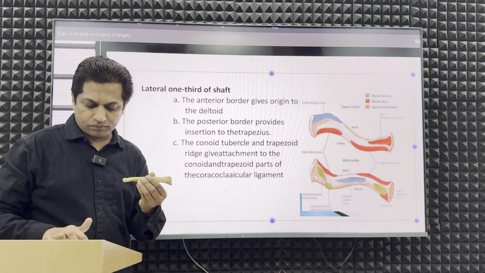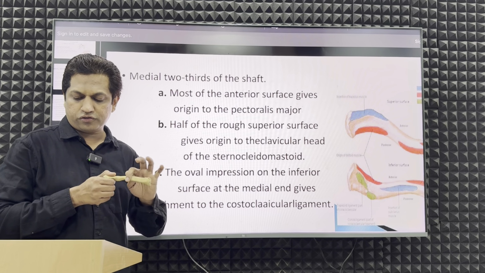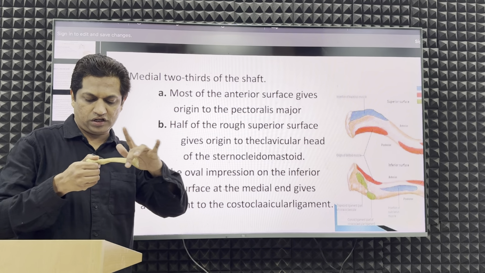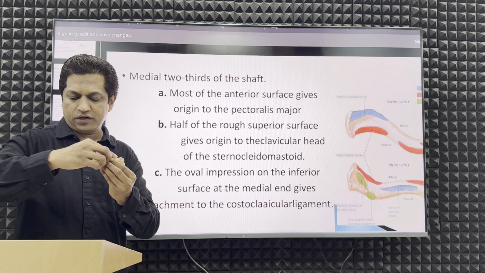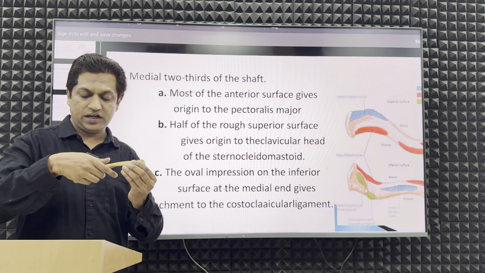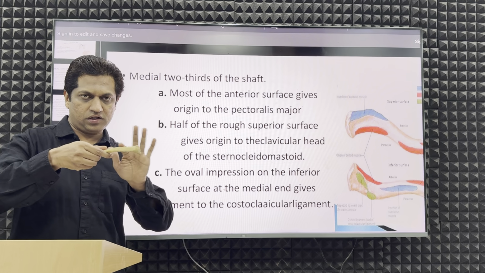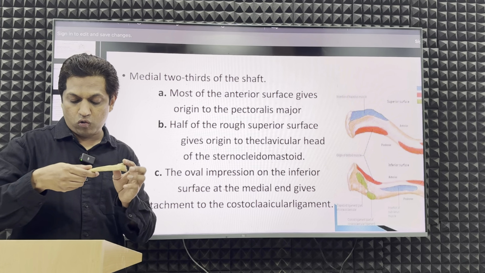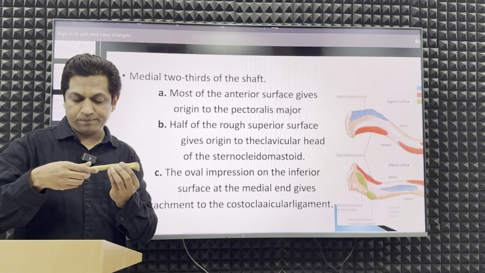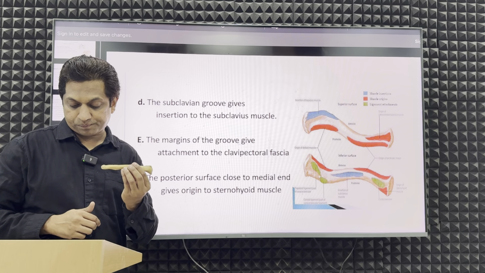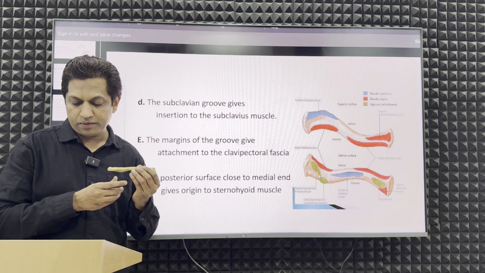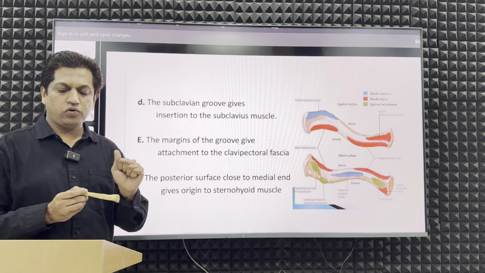Then coming to the medial 2/3. Most of the anterior surface gives origin to the pectoralis major muscle, and half of the superior surface gives origin to the clavicular head of the sternocleidomastoid muscle. So, on the medial side, pectoralis major, then sternocleidomastoid, and the oval impression on the inferior surface gives attachment to the costoclavicular ligament. The subclavian groove gives insertion to the subclavius muscle. So, remember 5 important muscles, and how to remember this?